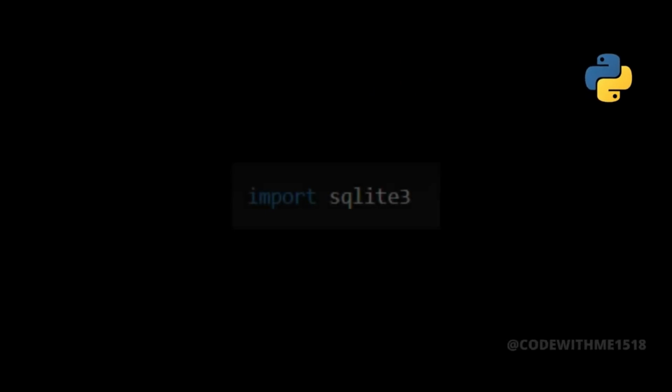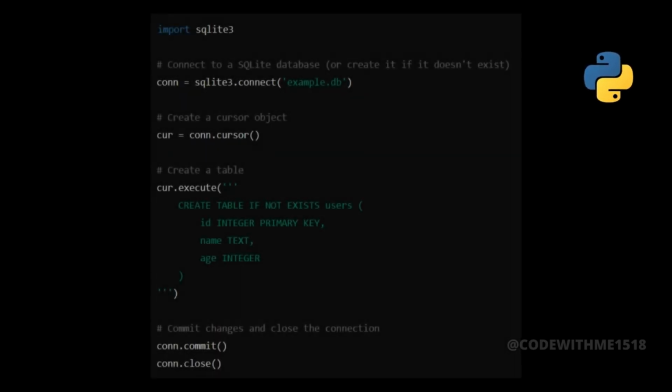First, you need to import the SQLite3 module, which comes included with Python. Let's create a database and a table. We've just created a database named example.db and a table called users with columns for ID, name, and age.